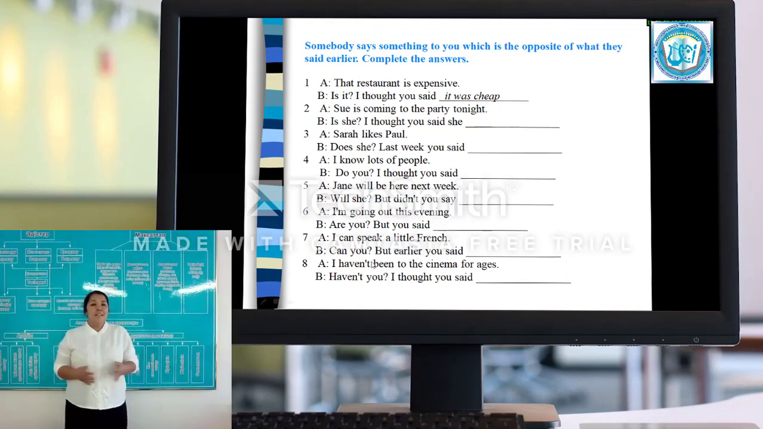And the last task is, somebody says something to you which is the opposite of what they said earlier. Complete the answers. "That restaurant is expensive." "Is it? I thought you said it was cheap." So do these tasks.